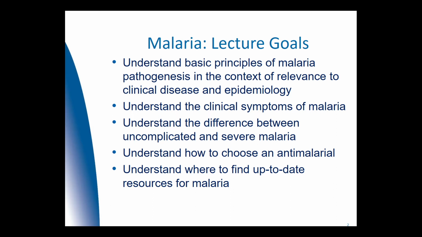in the context of relevance to clinical disease and epidemiology, understand the clinical symptoms of malaria, understand the difference between uncomplicated and severe malaria, understand how to choose an anti-malarial drug, and understand where to find up-to-date sources for malaria, because resistance is growing, and what is one scheme of therapy yesterday may change in a year or two, so up-to-date information is always important.